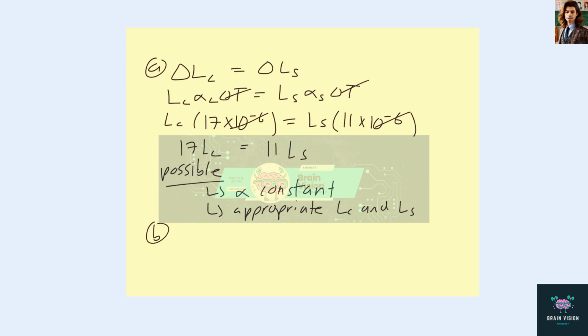So part B asks, okay, which one must be greater? So let's return to our original equation, 17 LC is equal to 11 LS. We can think of this multiplication as balancing out the 11 and 17 to make them equal, and therefore it's pretty clear to see that LS must in fact be greater than LC.